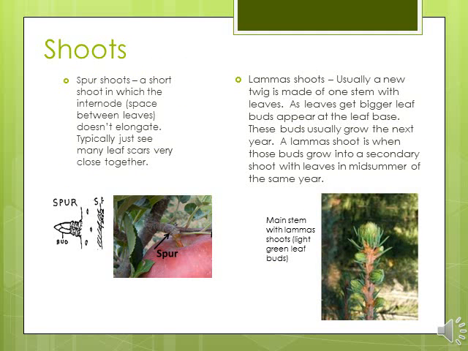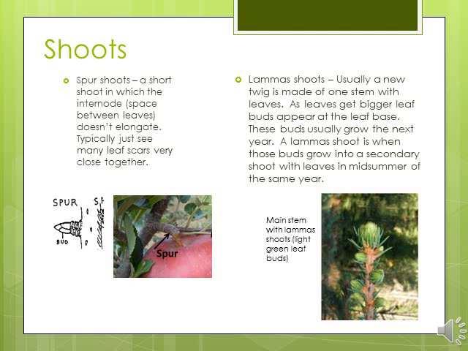So shoots are just twigs growing off of the main stem of a tree. And here we'll go over 2 different types of shoots that your book uses. One is spur shoots, and these are very short shoots. And if you remember on the other slide, we talked about the internode is the space between leaves. Well, this is where there essentially isn't a space between the leaves. So all the leaves occur right next to each other. And when these leaves fall off, they leave leaf scars behind. So on a spur shoot, usually you'll just see a bunch of leaf scars very close together on a short stem there.